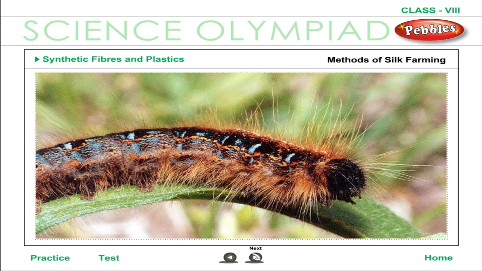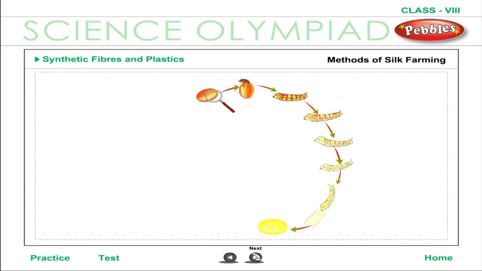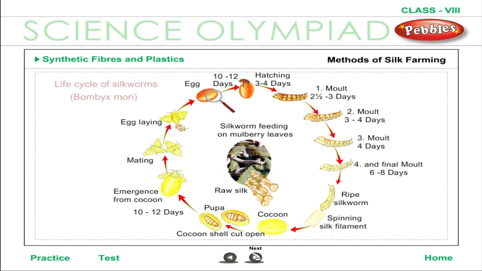Larvae eat voraciously and grow fast. One day they stop eating, climb twigs, and start spinning the cocoons. This stage is called the pupa stage. The cocoons are treated with steam so that the pupae are killed. Silk threads are collected from the cocoon by a process called reeling, which is done by hand.